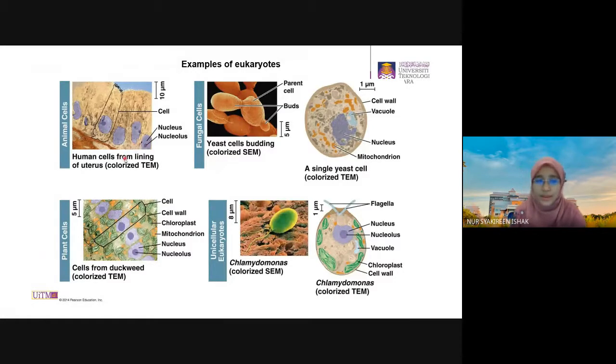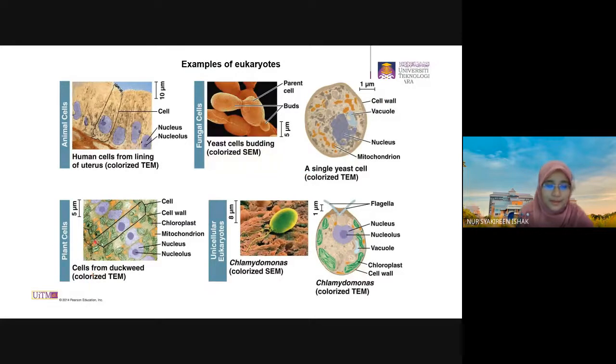And then fungal cells. For fungal cells, you have yeast cells. Yeast are actually under eukaryotes, so do not mistake fungal cells as prokaryotes. Why is it that this cell is under eukaryotes? Because again, they have membrane-bound organelles such as mitochondria, nucleus, vacuole. For yeast, apart from having a plasma membrane, they also have a cell wall.